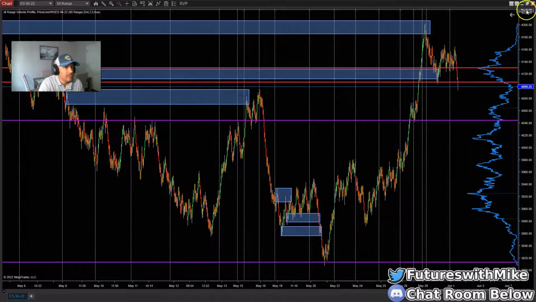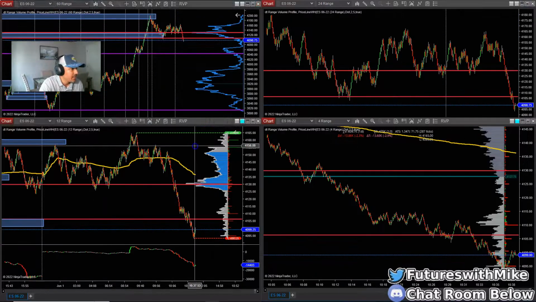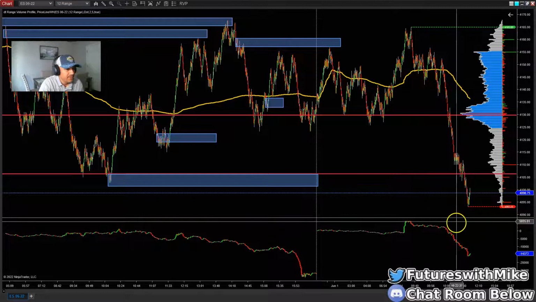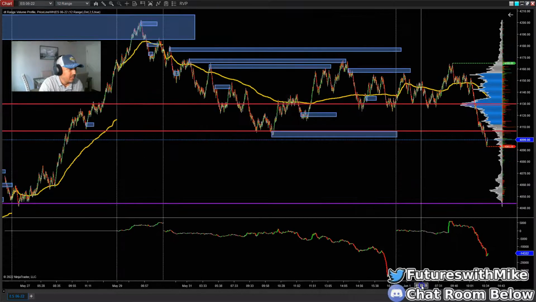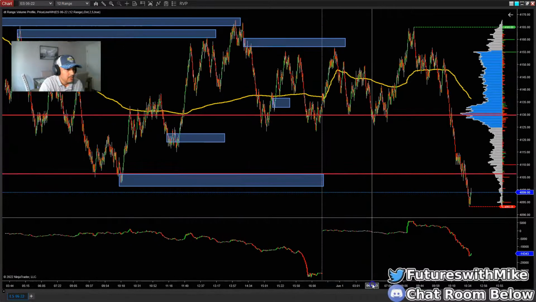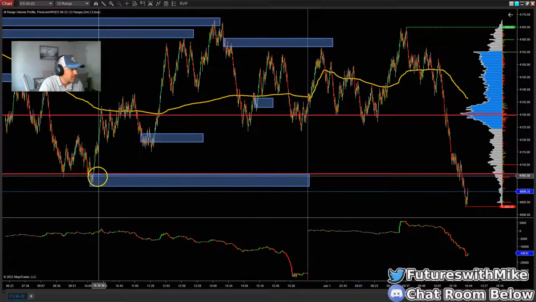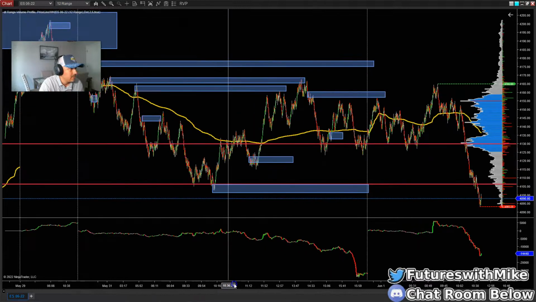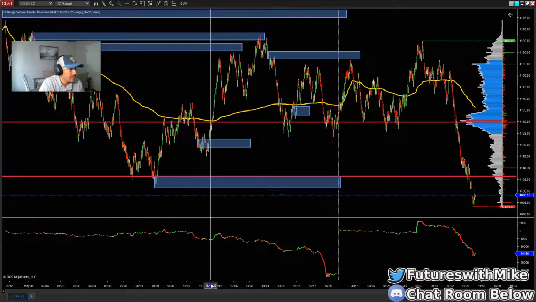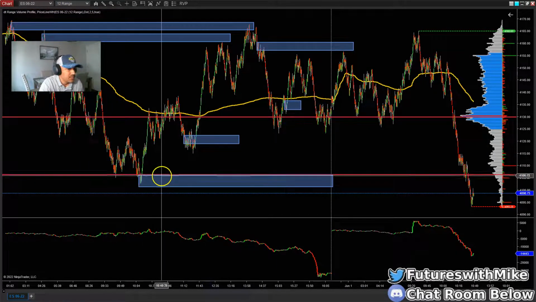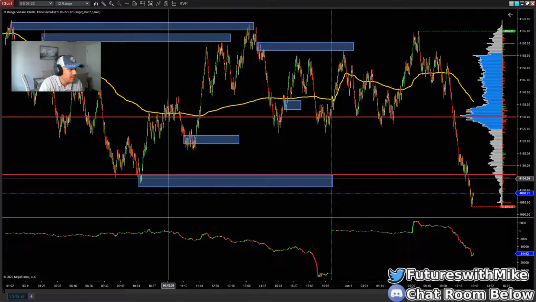So I'm gonna go ahead and start taking a look at my 12 range chart now to see if I can see any areas, kind of get an idea what price is trying to do. So I did break this area right here, this box that I drew right here. So it finally broke through that area.